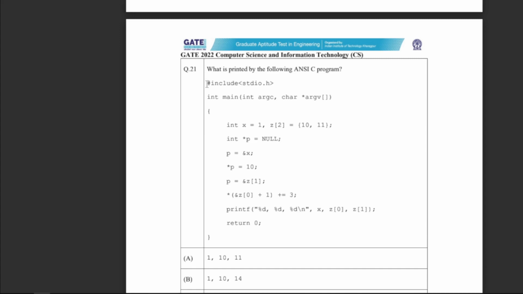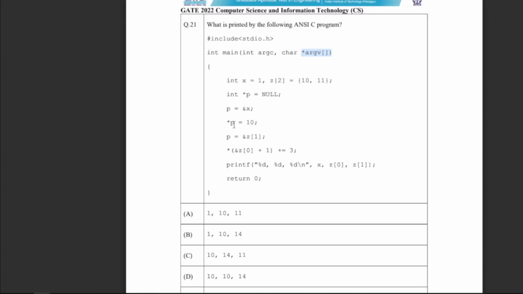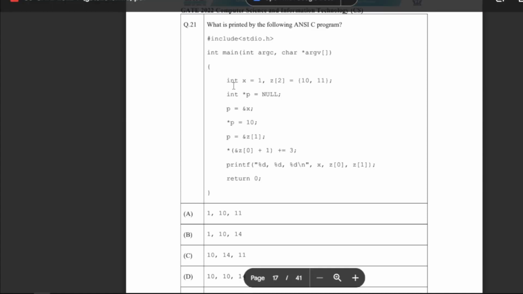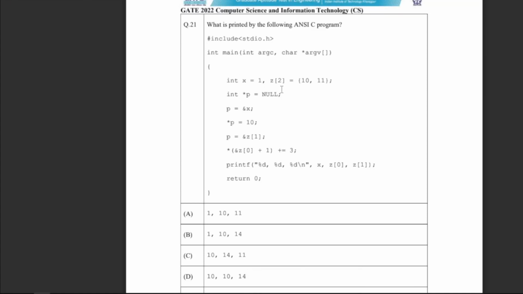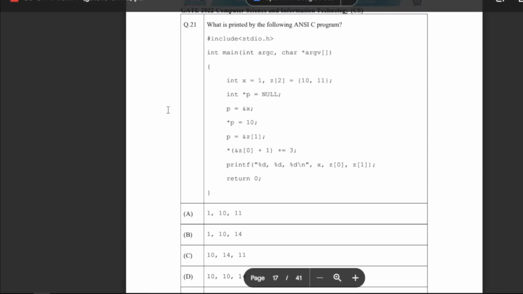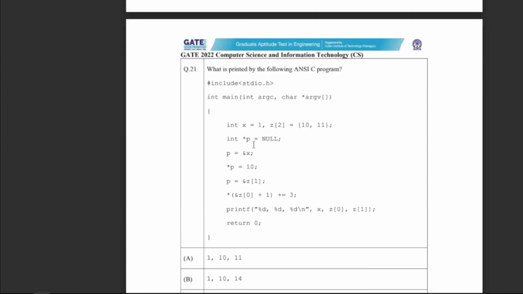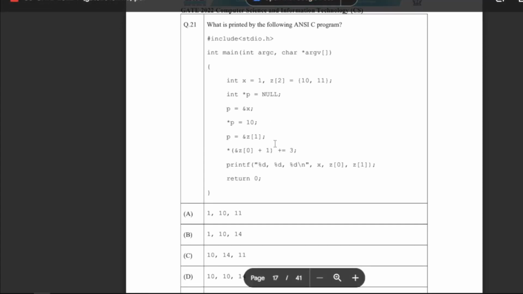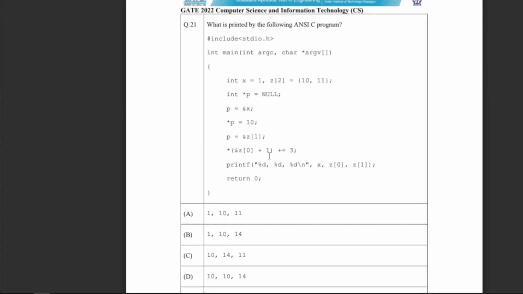Yeah, my favorite. So #include <stdio.h>, int main, int argc, char argv, right? So that is an array of pointers, and int x equals 1, and the array has 10 and 11, right, and our pointer is referring to null. And if we solve this program, it is asking what will be printed here.